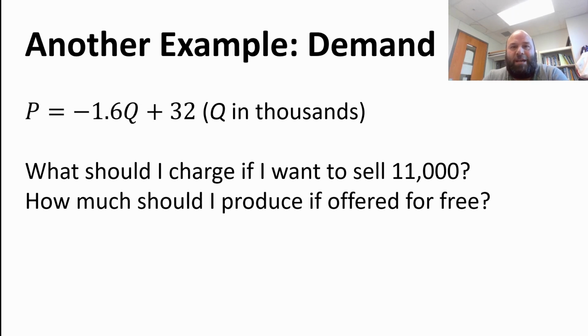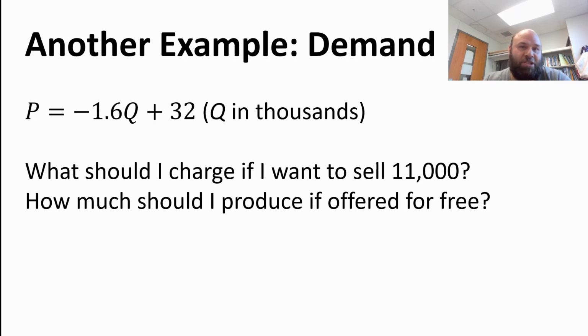Let's look at one other example, a more business-oriented example, and that has to do with consumer demand. So let's say we have this equation. The price that we should charge, given how many we want to sell, is negative 1.6 times the number we sell plus 32. Here, the number we sell Q is in thousands. So, for example, if I want to sell 13,000, that variable Q is equal to 13. Those are the units we're measuring.